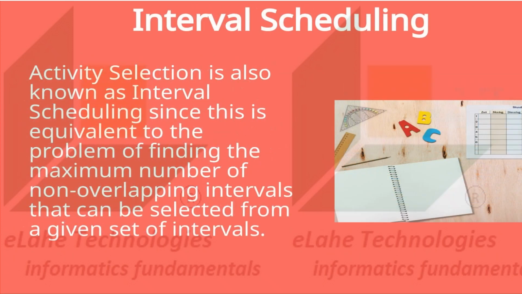Interval scheduling. Activity selection is also known as interval scheduling since this is equivalent to the problem of finding the maximum number of non-overlapping intervals that can be selected from a given set of intervals.